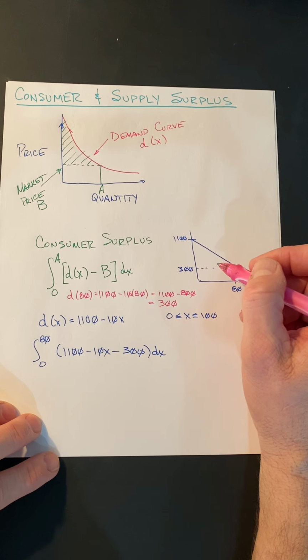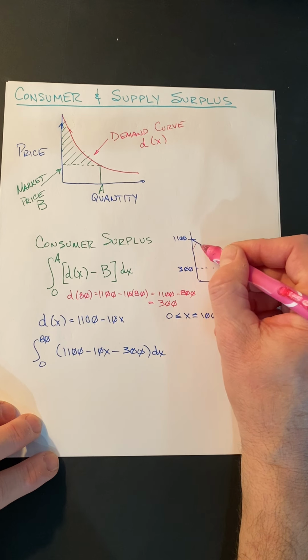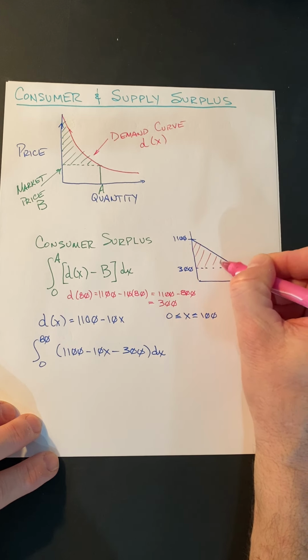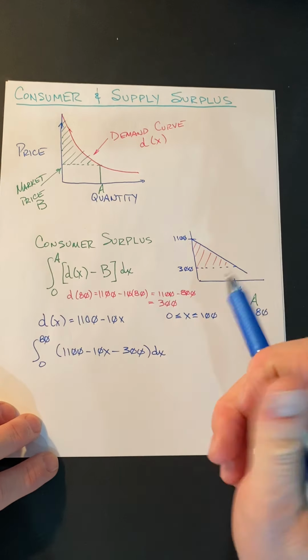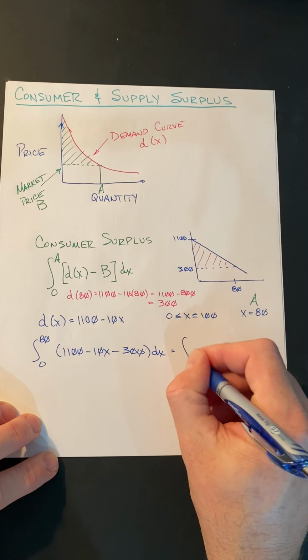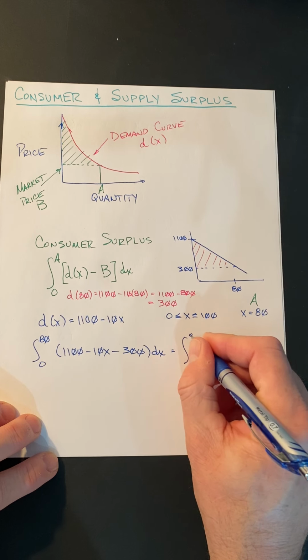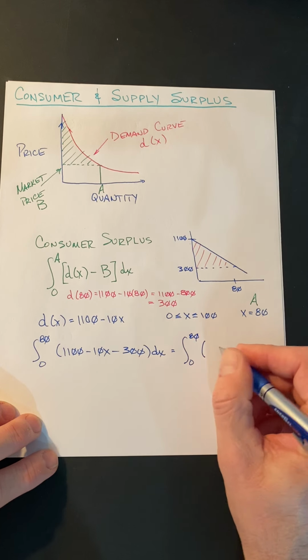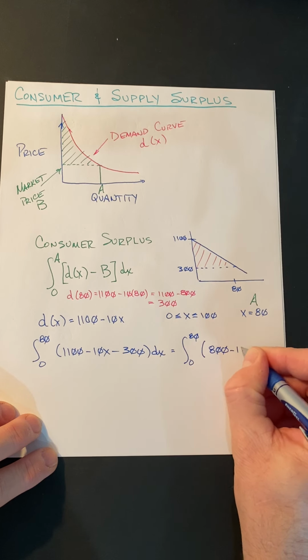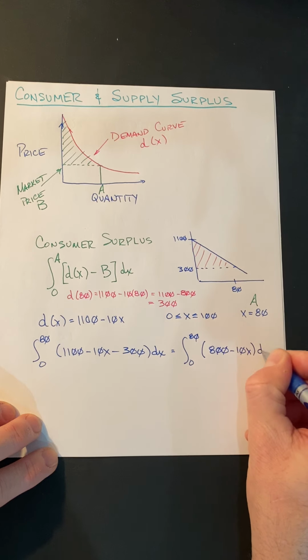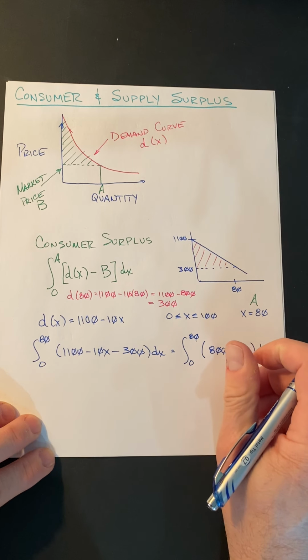So what am I looking for? I'm looking for this area here if I'm talking about surplus. So that leaves me with an integral from 0 to 80 of 800 minus 10x dx.